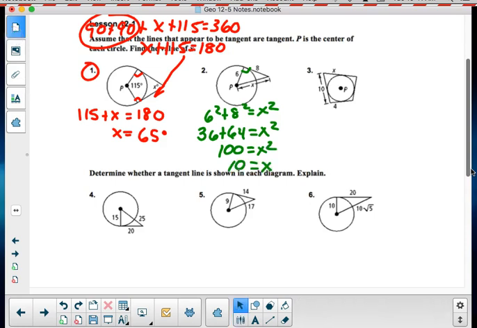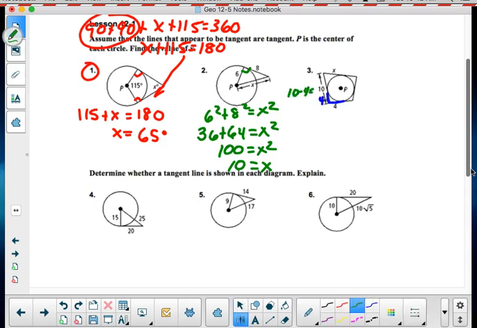Now in this next one, when I have two tangents coming to a circle from a point outside, the distance from the point that they meet back to the circle is the same. So in this one, this is 4, so is this, that's 4. So 10 minus 4 is 6. And that's what this distance is, 6. So x must therefore be 6.